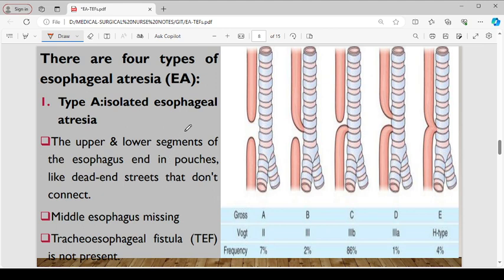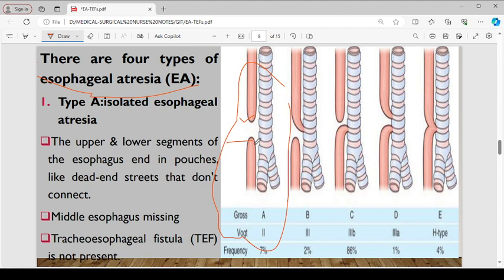So this condition, esophageal atresia, has majorly 5 types. All right. The first one is type A, which is referred to as isolated esophageal atresia. In this case, you find that the upper and lower segments of the esophagus will end in pouches. You can see this one is the superior, and this is the inferior part. All are ending in pouches. So that means we have the middle esophagus missing.